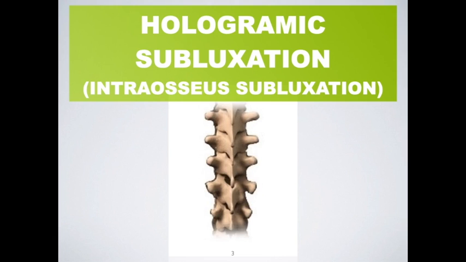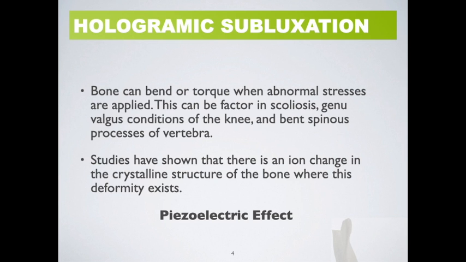And this can be found in a variety of ways, which we won't go into in the 100-hour course, but this can be found with applied kinesiology, with TL, and certain challenge techniques, which we'll go over here in just a little bit. Hologramic subluxation, bone can bend or torque when abnormal stresses are applied. This can be a factor in scoliosis.